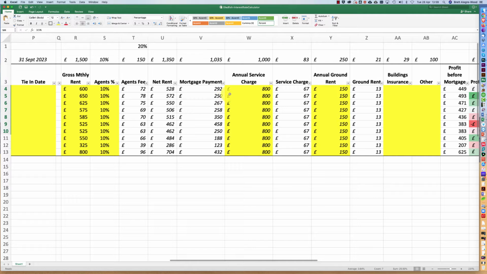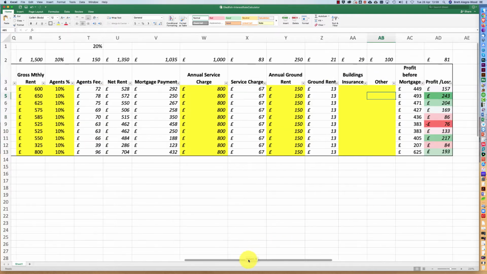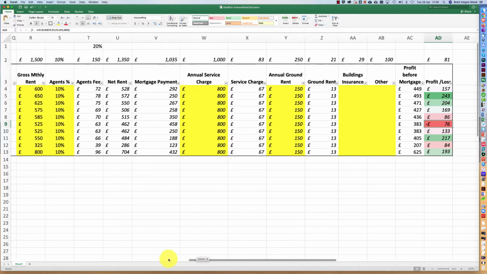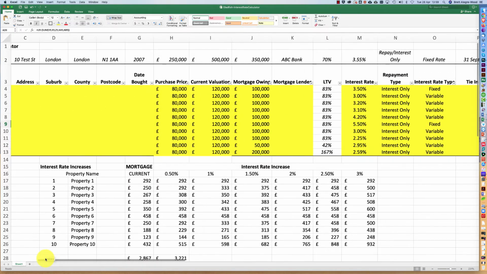So basically you've got all your costs: annual service charges. Now you put your annual in, it'll divide by 12 and put that there. Annual ground rent, divide by 12 and put that there. Bills, insurance, any other expenses that you've got. And then it'll say profit before mortgage and profit or loss after mortgage. So you can see that already this one's making a loss. I think these are not real properties, just what I've planned or put in place.